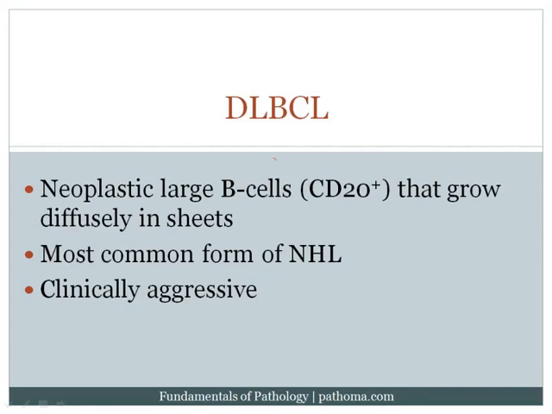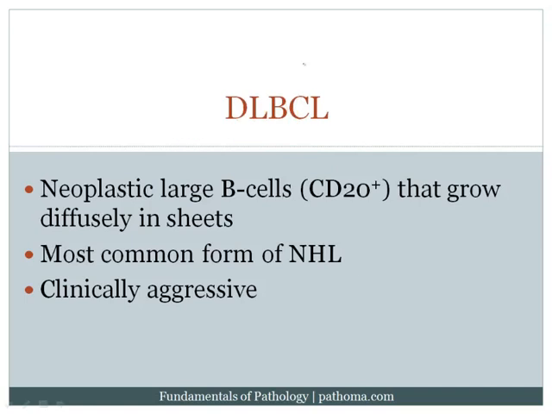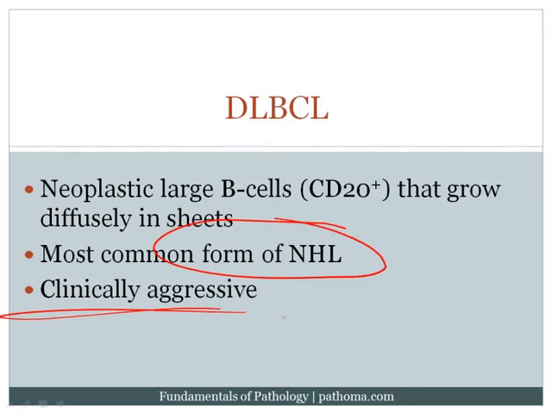Now we come to the lymphoma in which there are large B cells. And this is called diffuse large B-cell lymphoma. Diffuse, it doesn't produce follicles, it doesn't produce a margin, it doesn't produce a mantle, it grows diffusely. Large, the cells are large. B, the cells are B cells, and hence they're CD20 positive. And of course, this is a lymphoma. So that's the summary of diffuse large B-cell lymphoma. It's the most common form of non-Hodgkin's lymphoma, and it's clinically very aggressive.